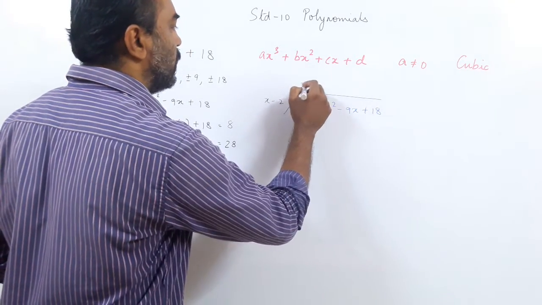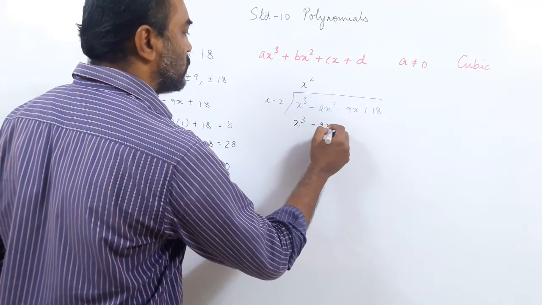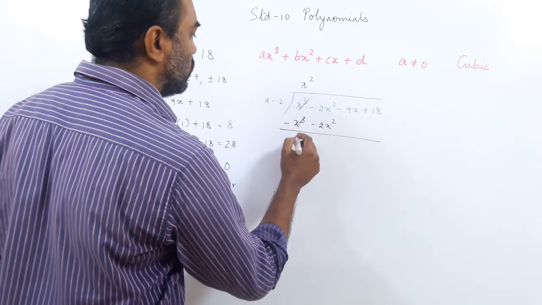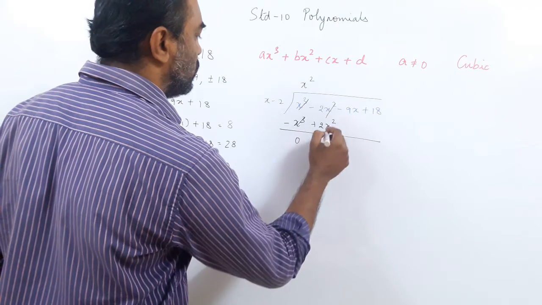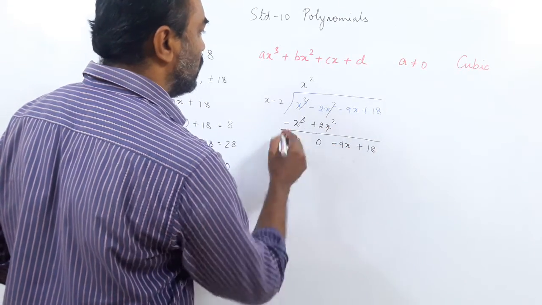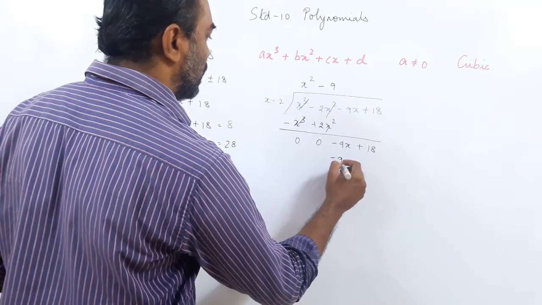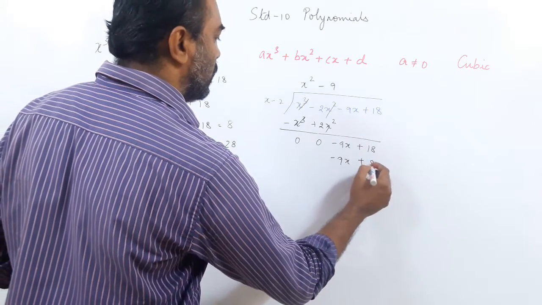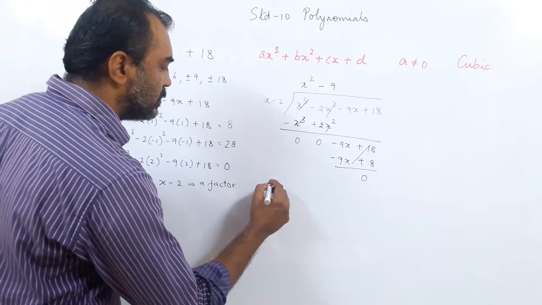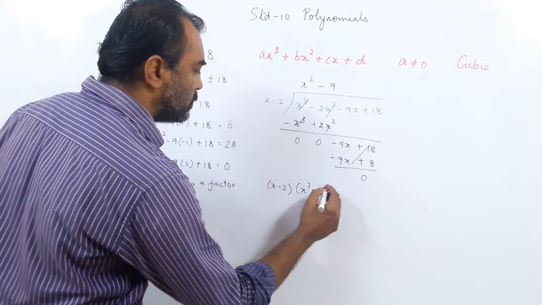So x into x square gives me x cube, but minus 2 gives me minus 2x square. Minus, so becomes 0, becomes plus, becomes 0. So minus 9x plus 18 comes down. I multiply by minus 9. So x into minus 9 is minus 9x plus 18. This also becomes a 0. So I got this as x minus 2 into x square minus 9.